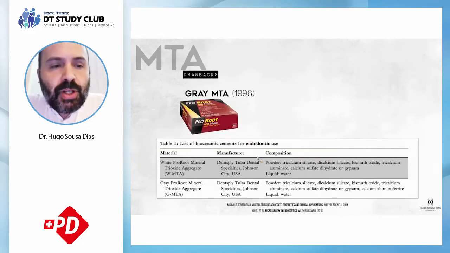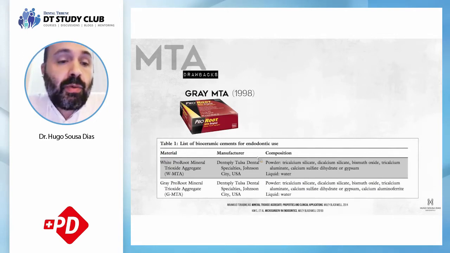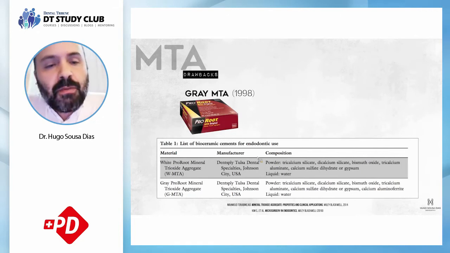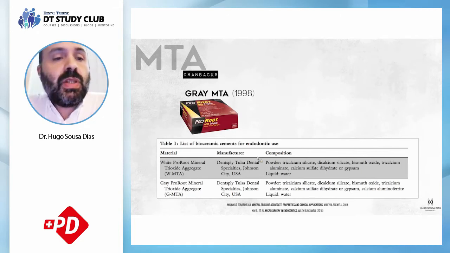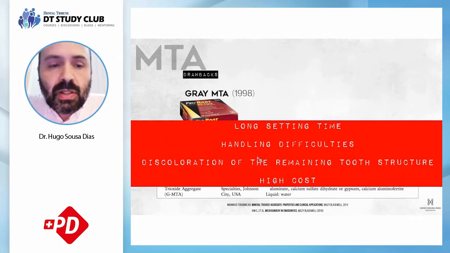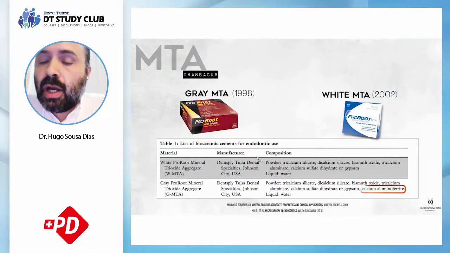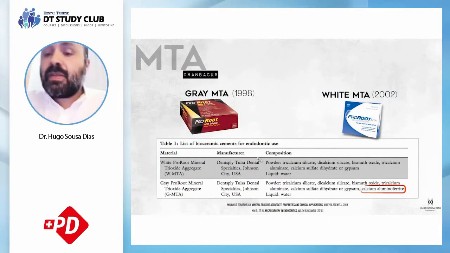And this first generation of MTA, the ProRoot MTA, first version gray MTA from 1998, showed some drawbacks. They have long setting time, handling difficulties, discoloration of remaining tooth structure, and the costs. And they decided to introduce in the market a new version of the MTA in 2002. One white version of MTA.